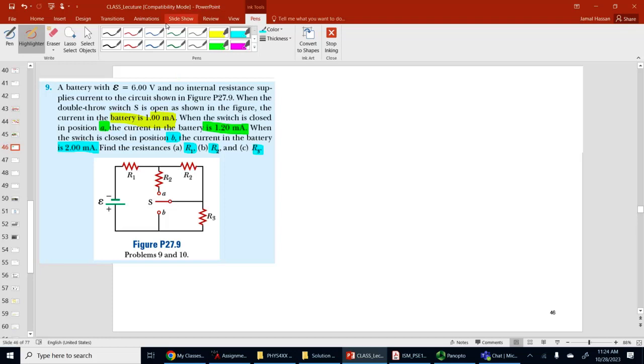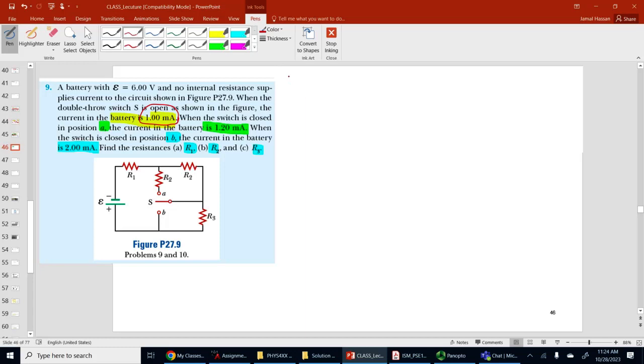So basically, if you look at the question, you have three different currents, right? One current when the switch is as shown in the figure, the second current when the switch is thrown to position A, and the third one when the switch is connected to point B. So we need three equations to solve for three variables, or three unknowns.